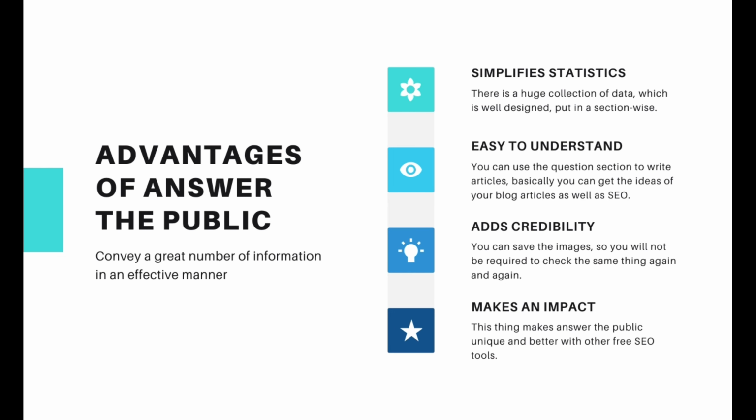Talking about pros. There is a huge collection of data, which is well designed, put in a section wise. You can use the questions section to write articles. Basically, you can get the ideas of your blog articles as well as SEO. You can save the images, so you will not be required to check the same thing again and again. This thing makes Answer the Public unique and better with other free SEO tools.